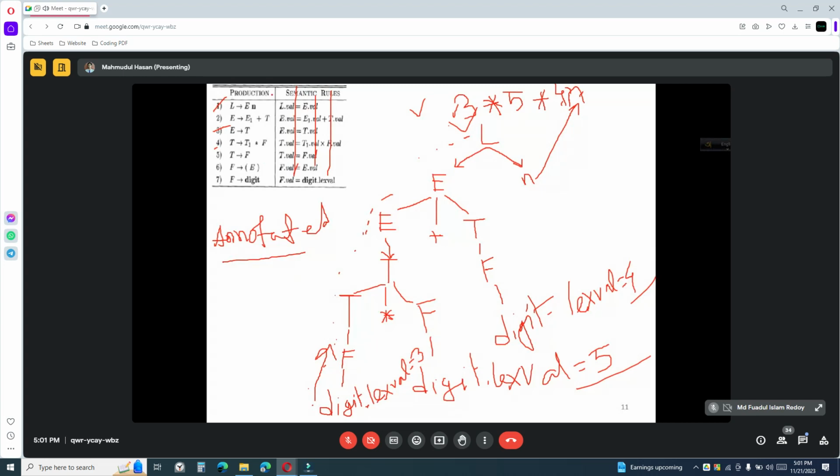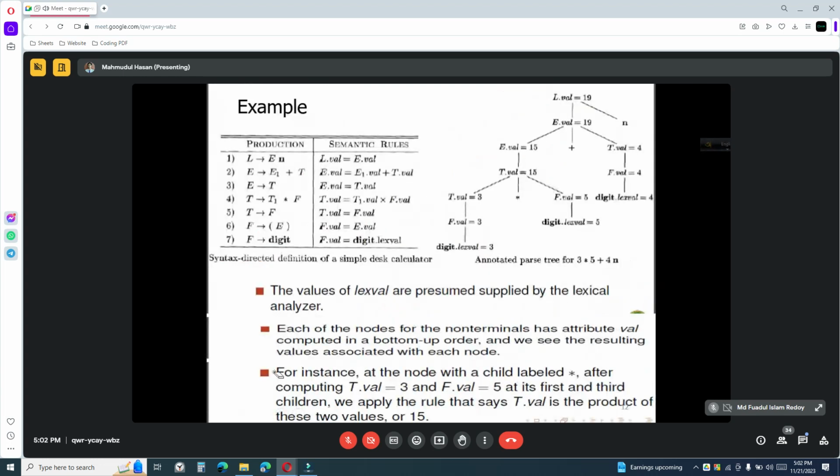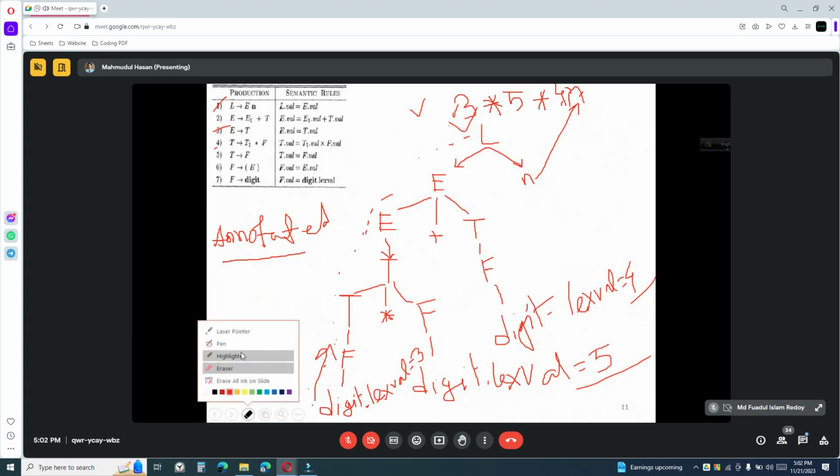Okay. So for F, what is the attribute value? What is the attribute for F? Look at the semantic rules. For F, the attribute is value. Is it? So you need to write F dot value. And here, is value a synthesized attribute or an inherited attribute? Look, here value is a synthesized attribute.